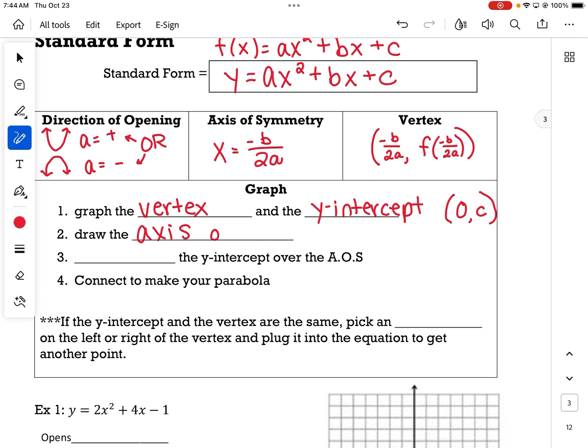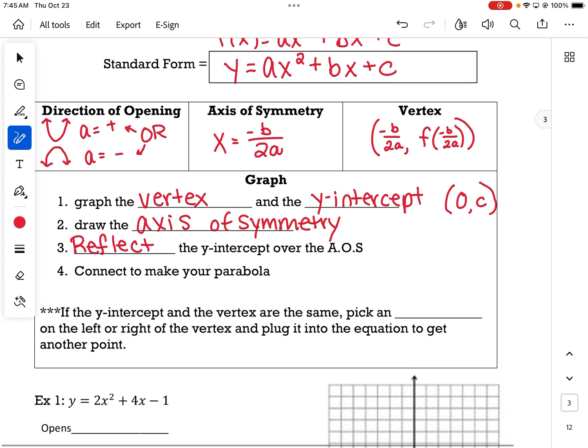And then we'll draw our axis of symmetry. That's our AOS as a dotted line. And then once you have your y-intercept, you can reflect it over the axis of symmetry. So you count how far away it is from the axis of symmetry and then go to the other side. So that's called reflecting it. So reflect the y-intercept over the axis of symmetry, and connect to make your parabola.